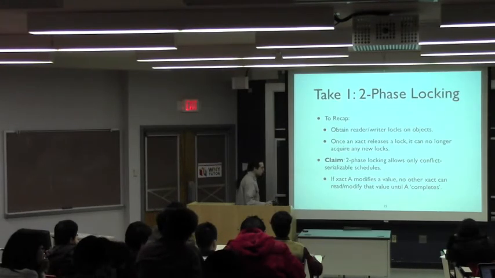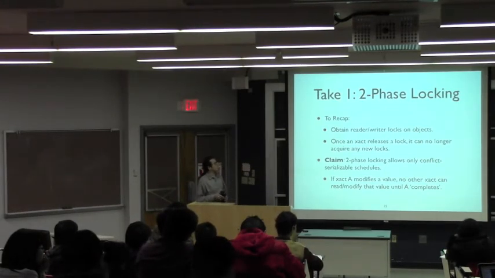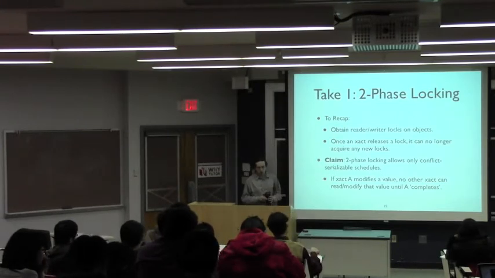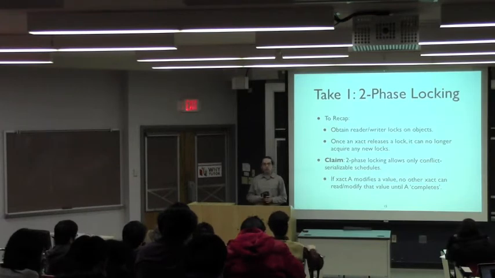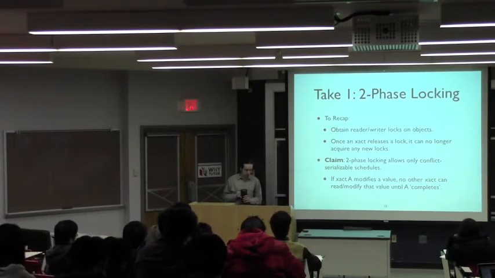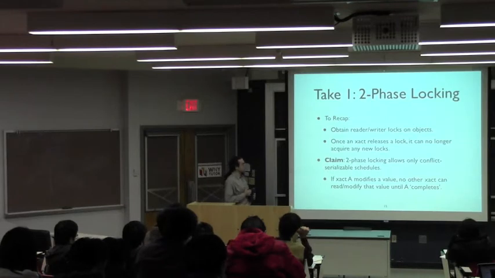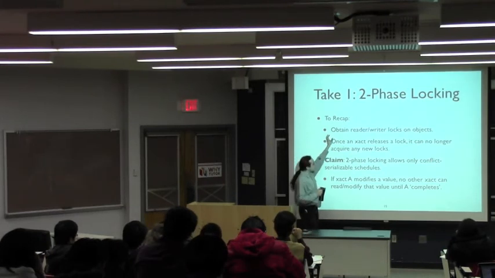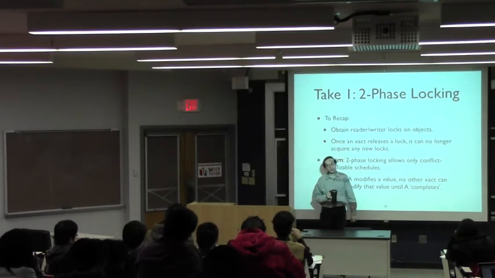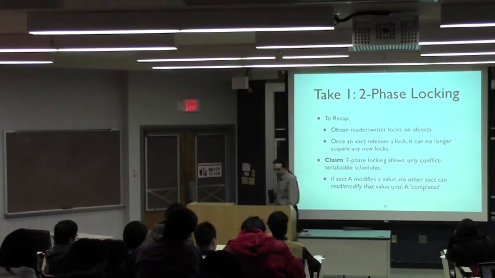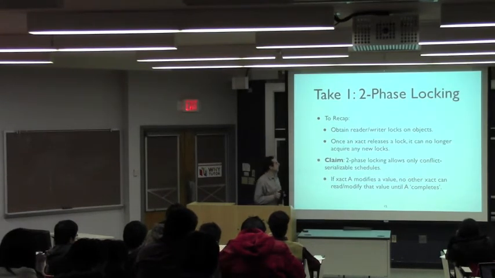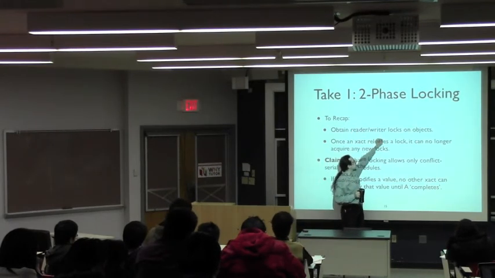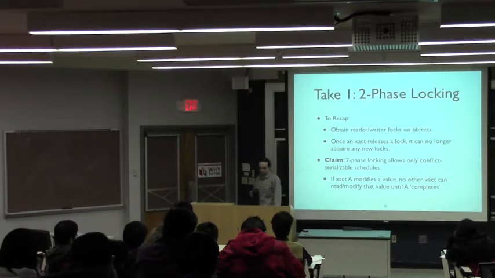Okay. So there are a couple of different ways in which we can approach this problem. And to recap on one of them, we can use locking. Just to recap, two-phase locking is a process by which each transaction will obtain reader-writer locks on the objects that it's modifying. And by reader-writer locks, I mean either shared locks if you're just reading the data, or exclusive locks if you're actually trying to modify it.